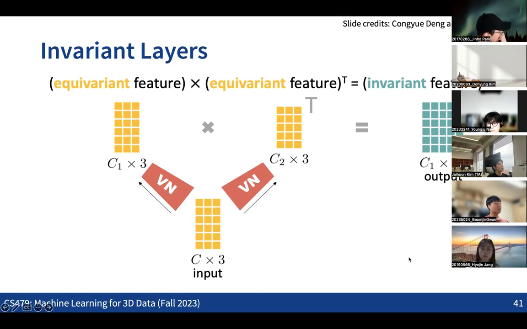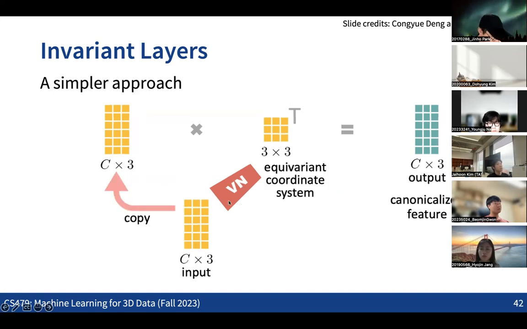And an even easier way to achieve this is that you do not need two neural networks. Let's say you just copy the input rotation equivariant features like this, and have another small network like this, multiply these two, and you can get features in some canonical space. So this is the basic idea. Any questions on this?